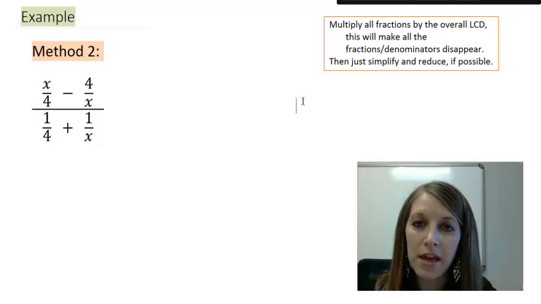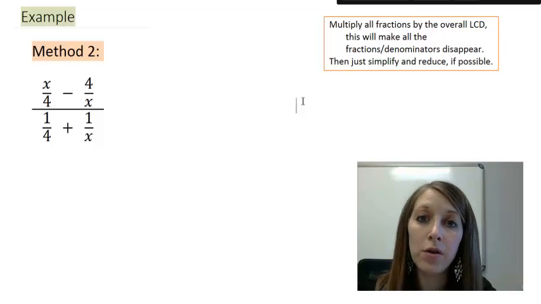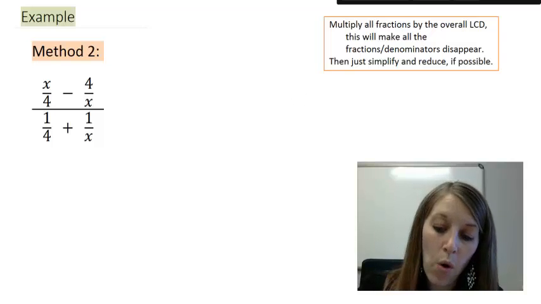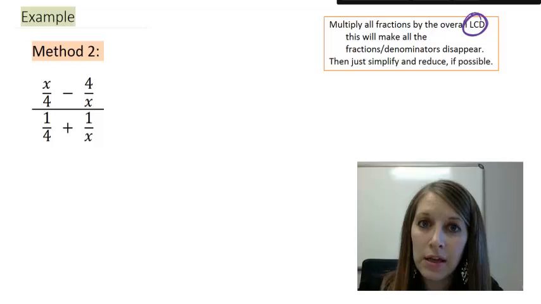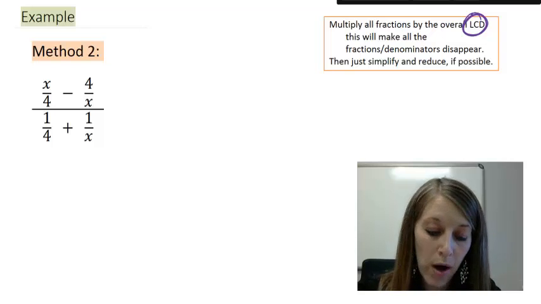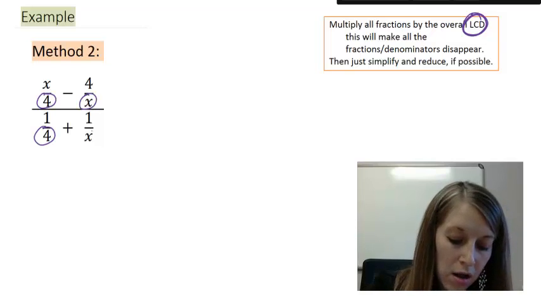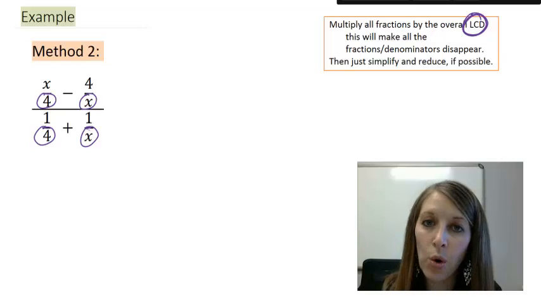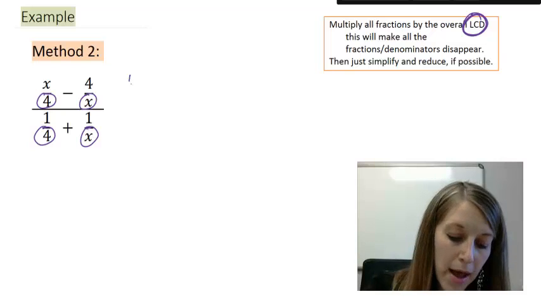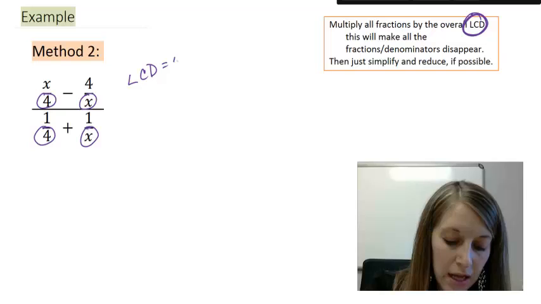Because in this method, after my first step, all of those little fractions, or all of those little denominators, should disappear. So the first thing that I need to do is to figure out what my LCD is. And this is actually really easy, especially since we just did it in example 1. If I look at all of my denominators overall, I notice I have a 4 and an x. So my overall LCD is 4x.